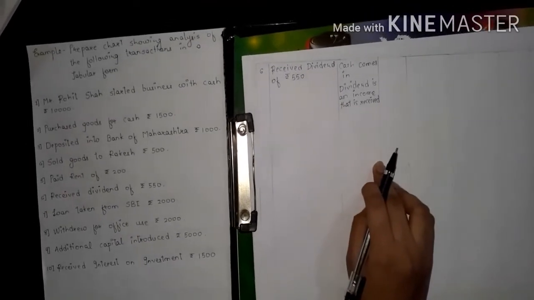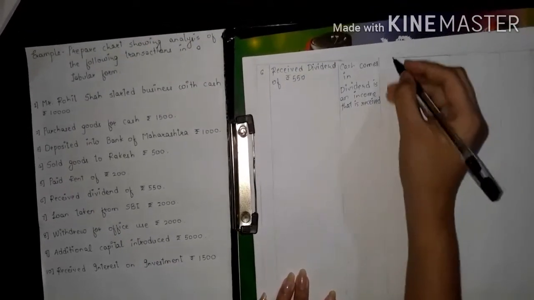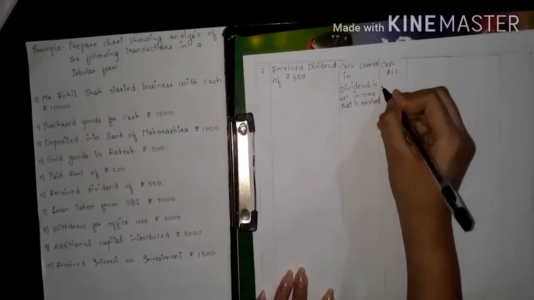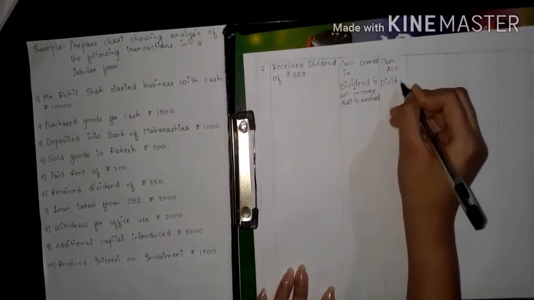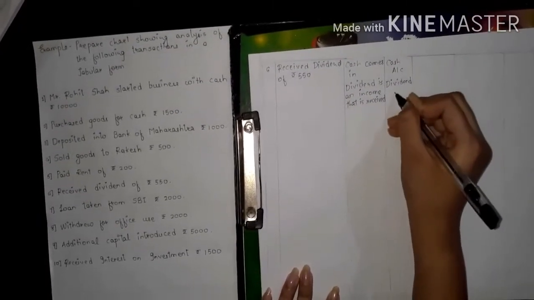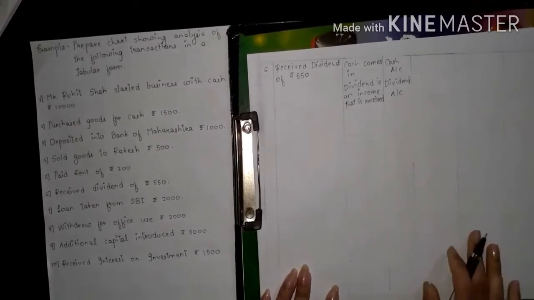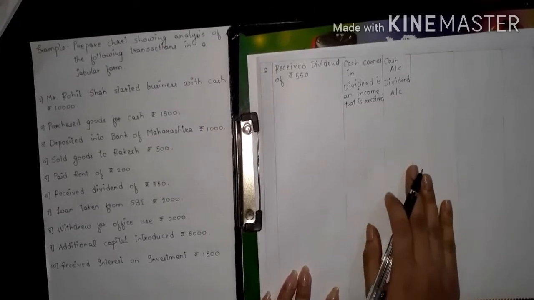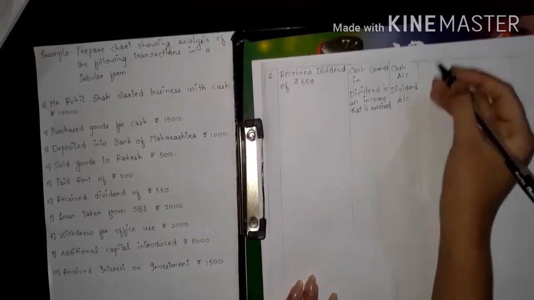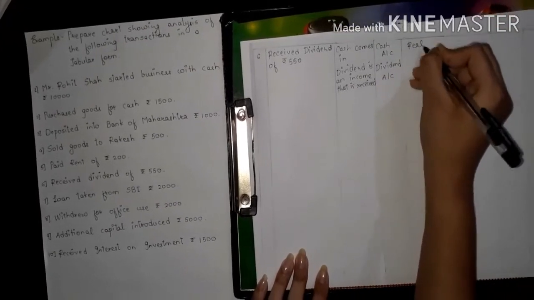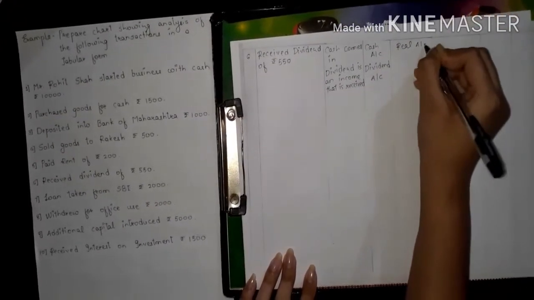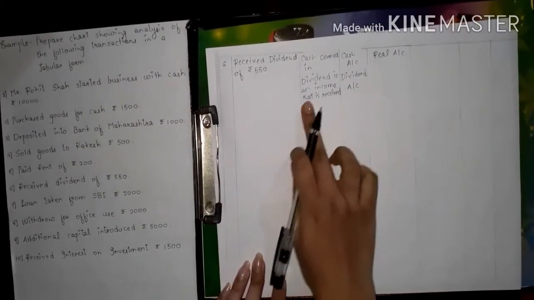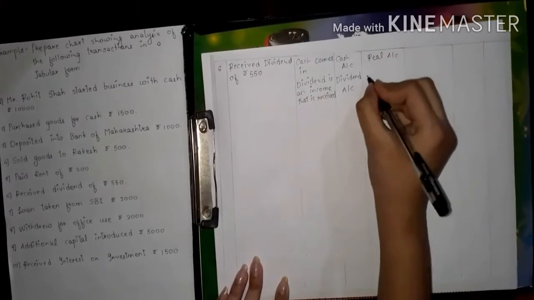Now accounts involved. First account is cash account, as cash has come into the business. And second is dividend account. We have received that cash in the form of dividend. So second account is dividend account. Accounts involved is done. After that, classification of account. Cash account, we already know it is a real account as it is our asset. And dividend account, now carefully see, this is our nominal account because this is our income. So we will write here nominal account.